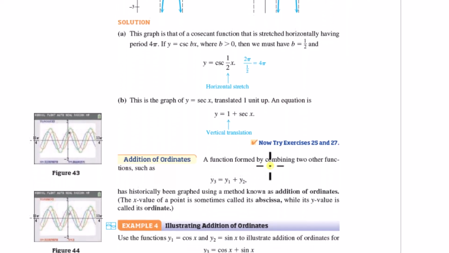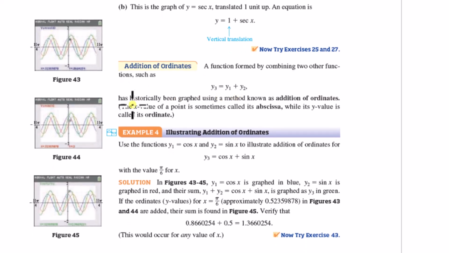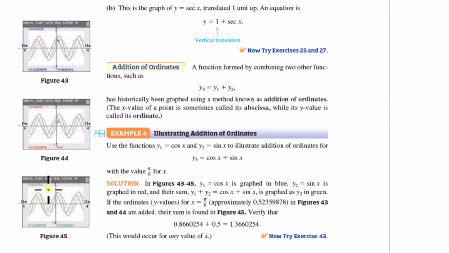Okay, addition of ordinates. A function formed by combining two other functions, such as y3 equals y1 plus y2, has historically been graphed using a method known as addition of ordinates. The x value of a point is sometimes called its abscissa, while its y value is called its ordinate. So you match up the abscissas and add the ordinates. Use functions y1 equals cosine x and y2 equals sine x to illustrate addition of ordinates. So you could think about adding functions graphically.